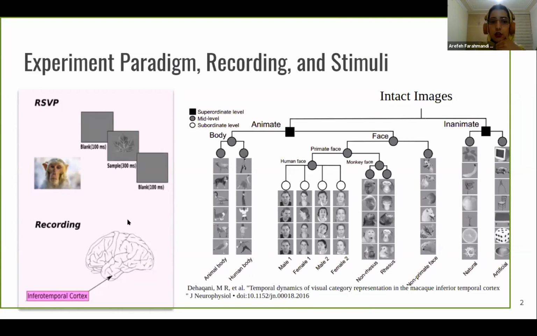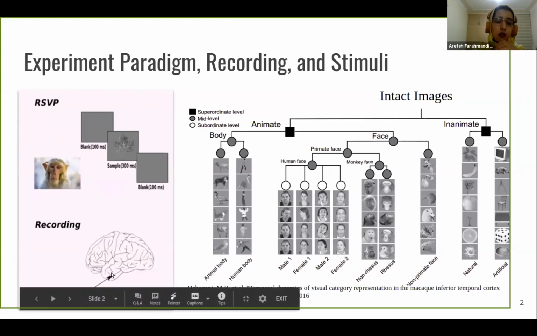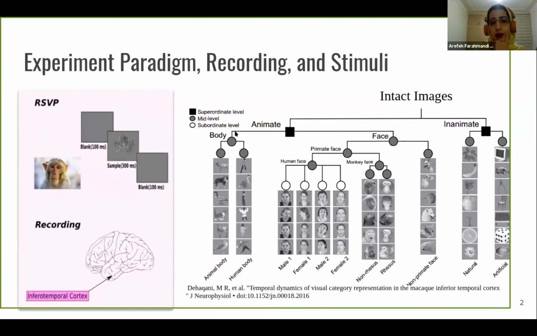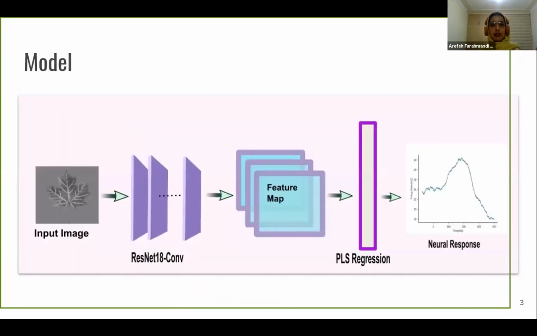At the same time, we have electrophysiological recording from the IT cortex of those monkeys. And we have different categories of images. They are at different abstraction levels, because we want to see whether they are encoding in multiple time courses of our neural response or not. And as you see, images are divided into different categories: animate, inanimate, body, face, and vice versa, which I will explore more in the next slide.